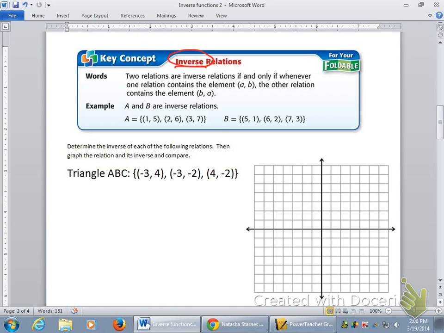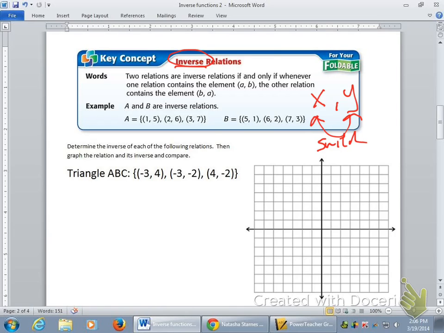Can you generalize basically what you're doing right there? What are you doing with the X's and the Y's? Switch them. All you're doing is switching, right? And that's what we're going to do, is we're going to switch things. Okay? So let's look at this triangle, please.